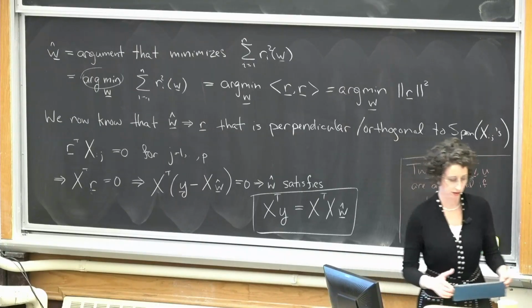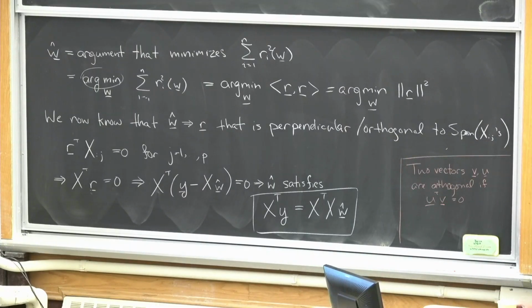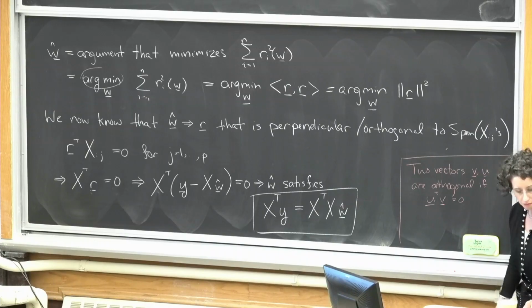Yeah? How did we get from the R transpose X j to X transpose R? Is that just a rule of linear algebra? Yeah, so I did.